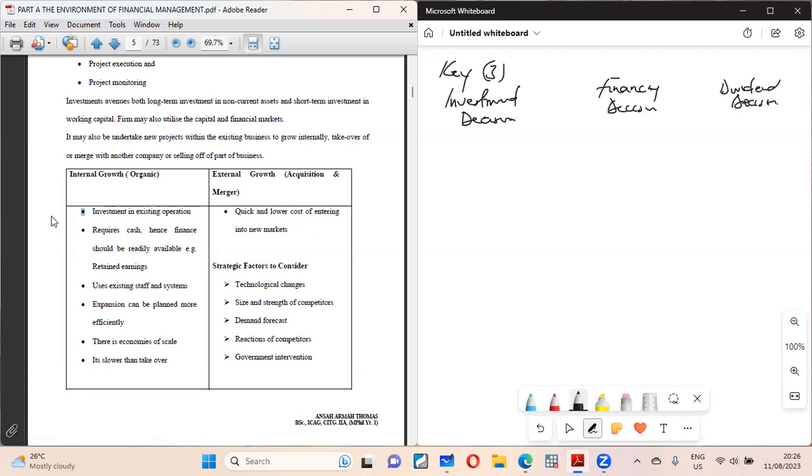But anytime you are going to enter into a market or buy a company, there are strategic factors you need to consider. Please take this part seriously, because later on when you go to level 3, these things are part of your case study analysis. So take them in with serious attention. You know PESTEL, and you know Porter's 5 forces competition. You check your government intervention, the reactions of competitors, the demand forecast, the size of your competitors, and technological changes before you make a decision.